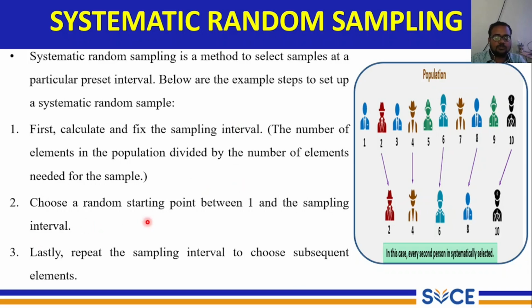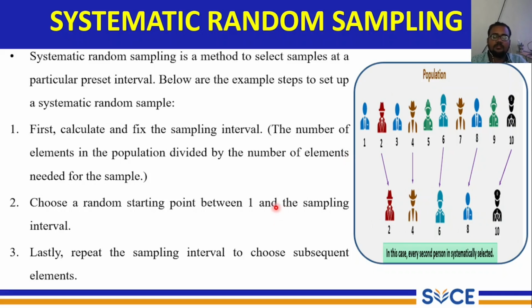Once you choose the first starting point, which is of course a random starting point between 1 and the sampling interval, you have to ensure that the next sample is taken with the same interval. Right? So that is how the subsequent samples are taken. The example here refers to the same 10 persons, and you are going to take persons in terms of even numbers, right? Persons 2, 4, 6, 8 you're going to take into consideration. So every second person in this population is taken for the sample, right? That is how you systematically select the sample.